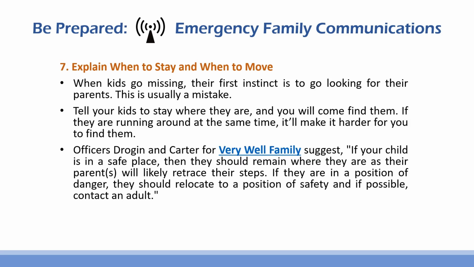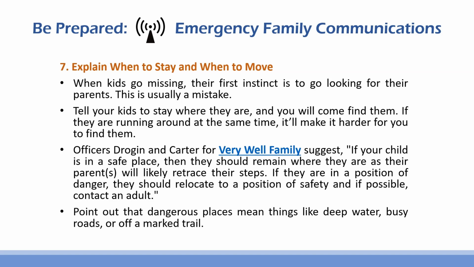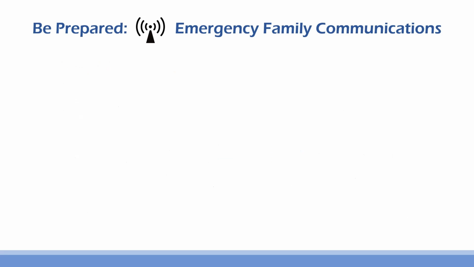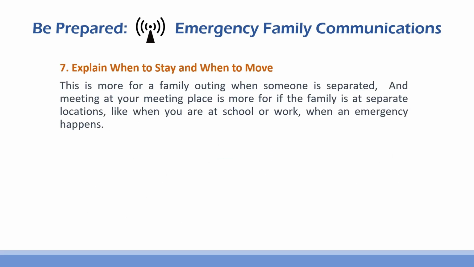Officers Drogan and Carter for Very Well Family suggest, if your child is in a safe place, then they should remain where they are, as their parents will likely retrace their steps. If they're in a position of danger, they should relocate to a position of safety and, if possible, consult an adult. Point out that dangerous places mean things like deep water, busy roads, or off a marked trail. This is more for a family outing when someone is separated, and meeting at your meeting place is more for when the family is at separate locations, like when you're at school or work when an emergency happens.